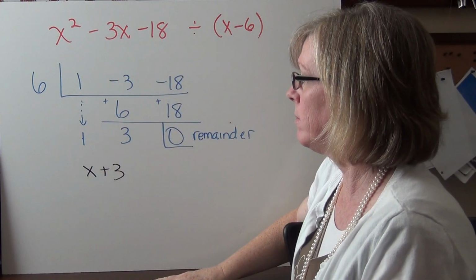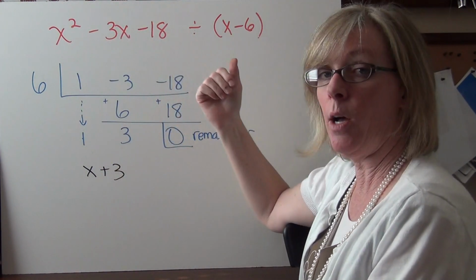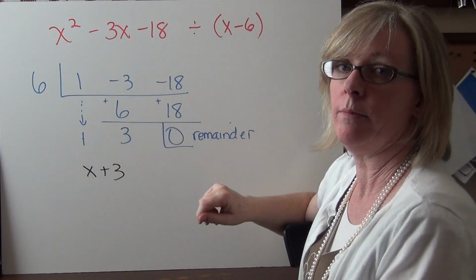That's the result. Okay, again, this was x squared, so I knew that my answer was going to go down one variable, one exponent, to x plus 3.